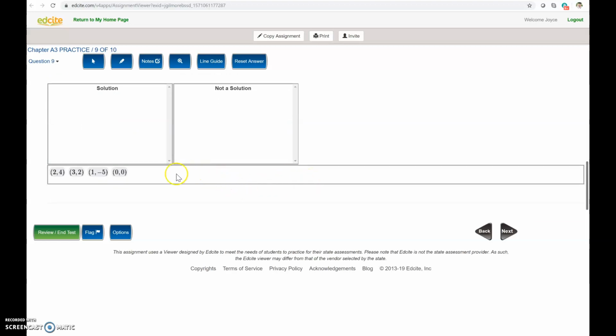We decided that the point (2, 4) was not a solution, so pick it up and drag it over to not a solution. (3, 2) was also not a solution. (1, -5) and (0, 0) are solutions. So drag them into the area for solution or not solution.